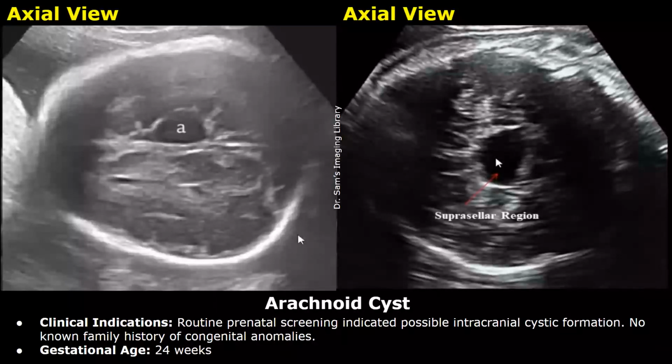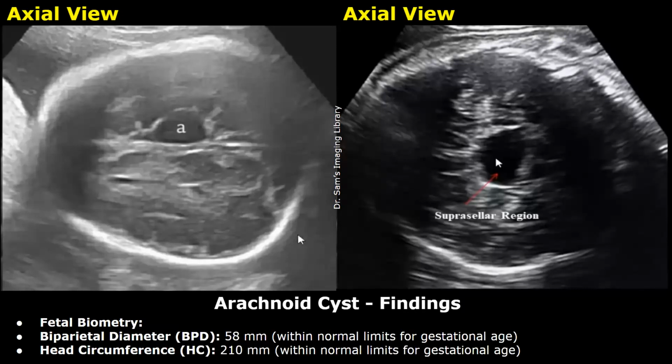Now we have a case of arachnoid cyst. Clinical indications. Routine prenatal screening indicated possible intracranial cystic formation. No known family history of congenital anomalies. Gestational age 24 weeks.